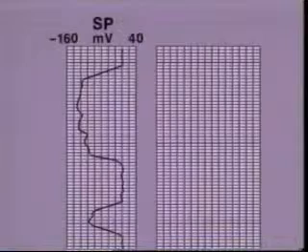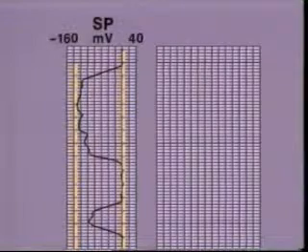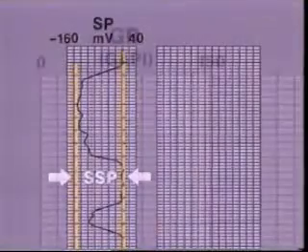The SP deflection opposite a thick, clean, permeable formation approaches a value called the static SP, or SSP. The value of the static SP can be found by drawing a line through the SP opposite the thick, permeable formation and another line through the SP opposite the intervening shale beds. The difference in millivolts between these two lines is the static SP.